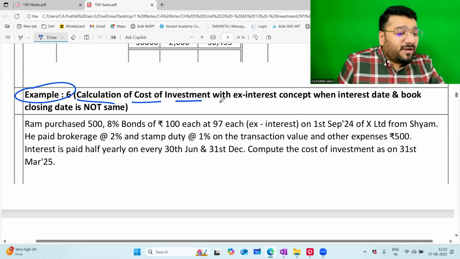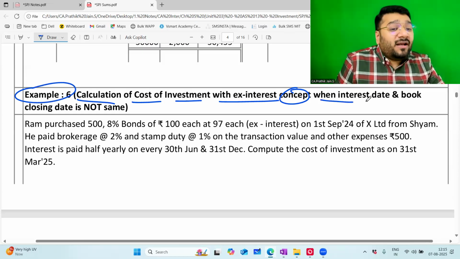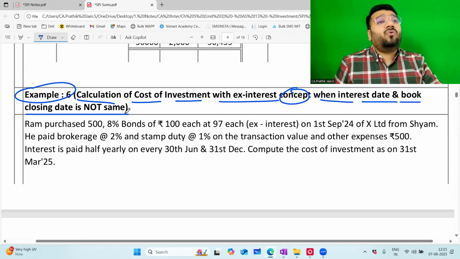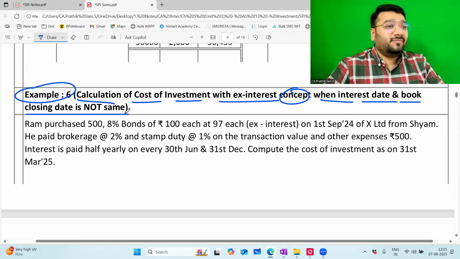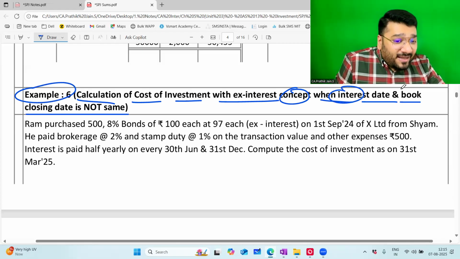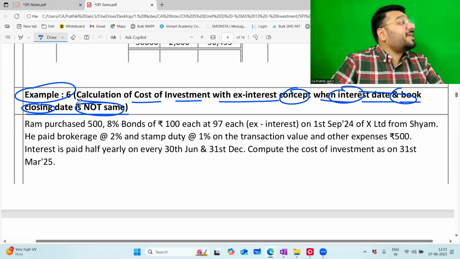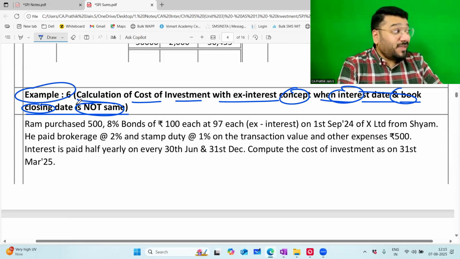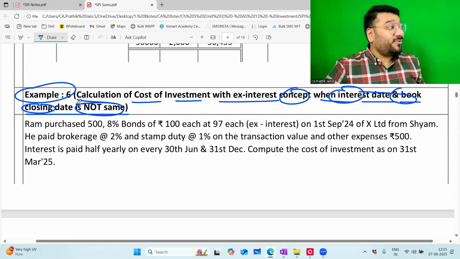Calculation of cost of investment with ex-interest concept when interest date and book closing date are not the same. Interest date and book closing date are not the same. So here something new is going to come, which is not in the previous question.